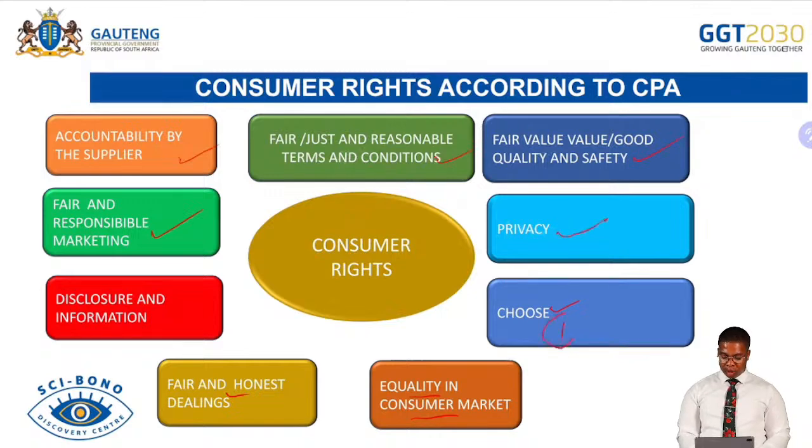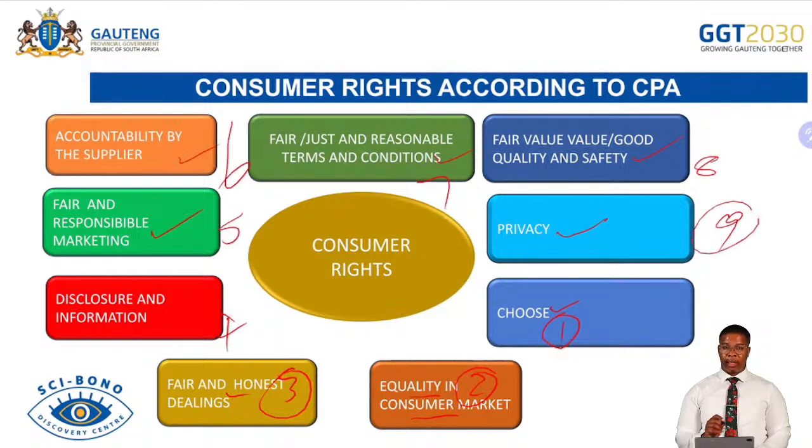So you should then know the following: 1, 2, 3, 4, 5, 6, 7, 8, and 9 consumer rights, and be in a position to identify them from a scenario, be in a position to identify them from a statement, and lastly, be in a position to explain these consumer rights, should they be assessed in an SMA.